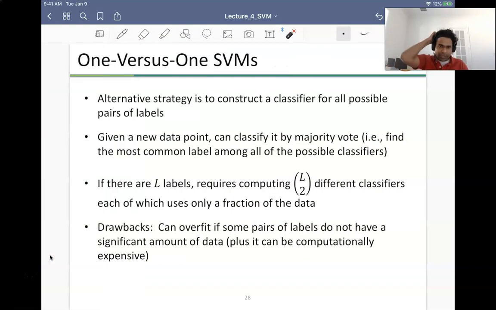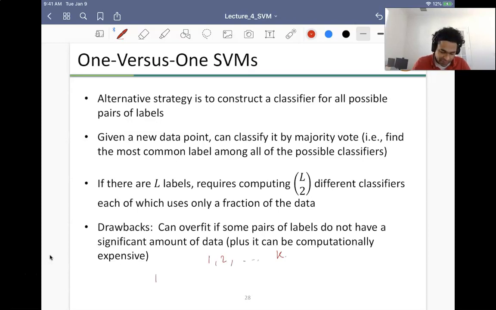All right. Now there is one more way of doing it. It's not very commonly used because of the issues, as you will see. Another possible alternative strategy is to construct a classifier based on all possible pairs of labels. What I mean by all possible pairs of labels is that, given my classes 1, 2 until k, I take every possible pair.